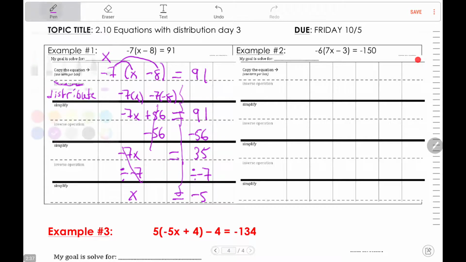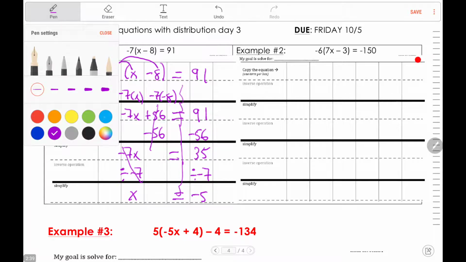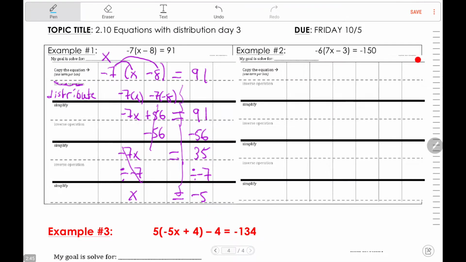Okay, well, I know what you're thinking. Let's keep going. Let's see how deep the rabbit hole goes. So, trying to solve for x again. Let's copy the equation. -6 parentheses 7x minus 3 close parentheses equals -150.